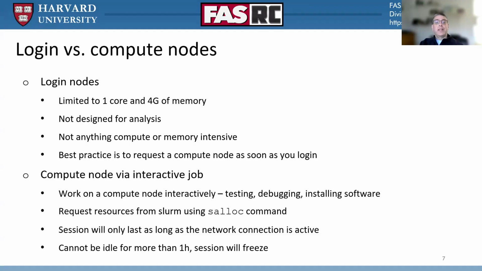And next, we're going to talk about getting onto the compute nodes via an interactive job so that you can run testing and debugging and installing software using the salloc command. A reminder here: when you're using an interactive job, you're a little bit susceptible to network dropouts. We usually don't have too many problems with that, but keep that in mind. You don't want to be running long jobs on an interactive node just in case you get that network dropout. And also, if you start an interactive job and then let it idle for an hour, your session may freeze.